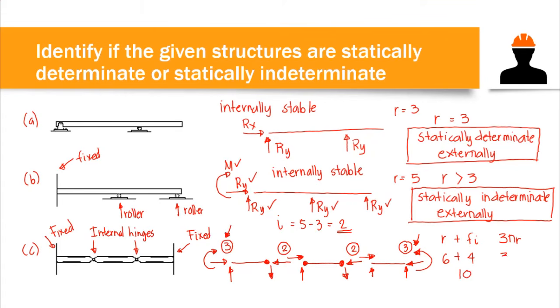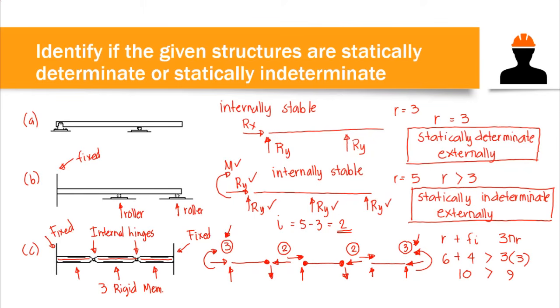Then we have 3 times the number of rigid members. We have the first rigid member, the second rigid member, and the last rigid member here. So overall, we have 3 rigid members. That would give us 3 times 3, 9. So we have 10 greater than 9.